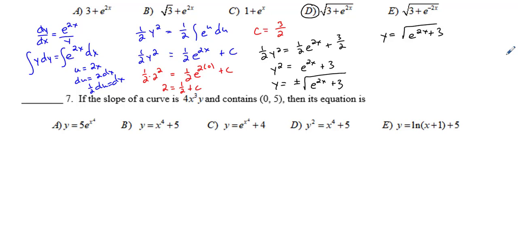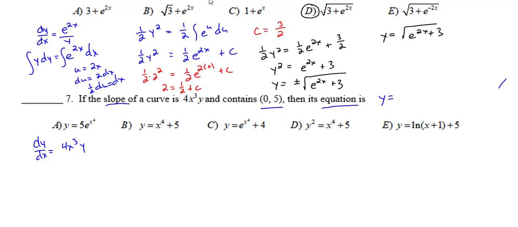If the slope of a curve is 4x cubed y and contains 0, 5, then its equation is, we have to interpret this a little bit. If the slope of a curve is, that means dy dx equals this, right? Okay, so let's start out by saying that. Dy dx equals 4x cubed y. Contains 0, 5, that would be an initial condition to help solve for c on our antiderivative. Then its equation is, at the end of the day, we want y equals something probably.